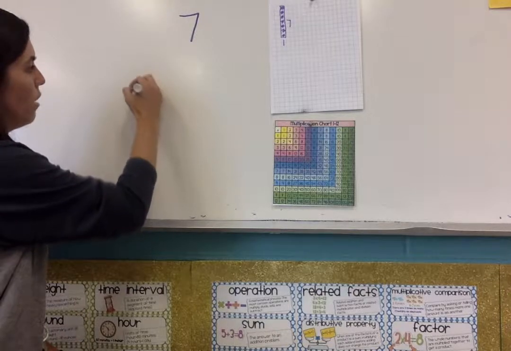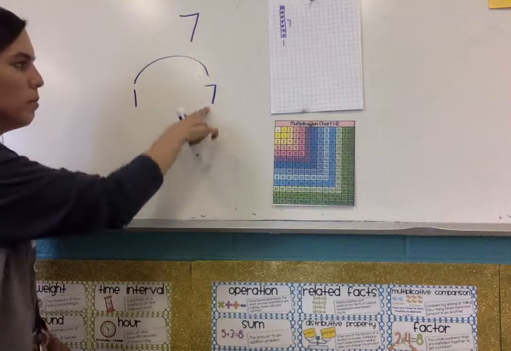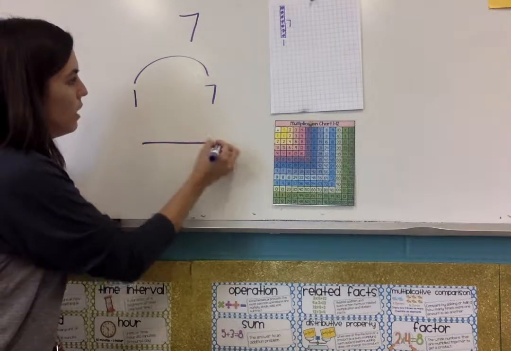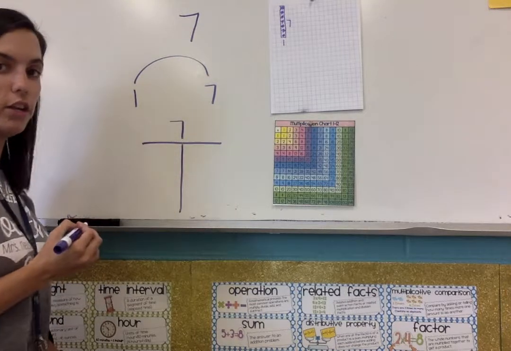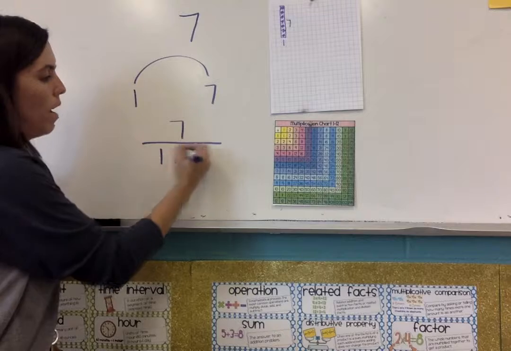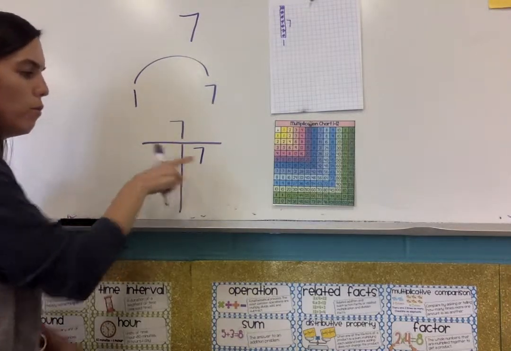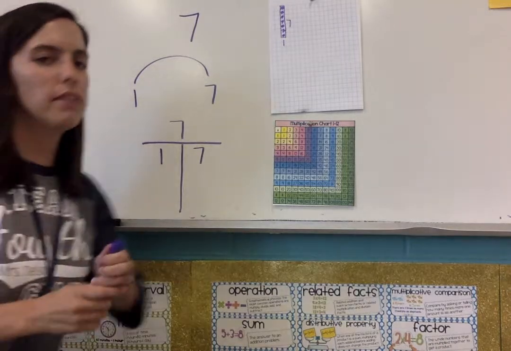I'm going to show that using my factor rainbow. 1 times 7 gives me 7. I can also show that by using a T-chart. If you like using a T-chart better, you can use this method. 1 times 7. These both show factors of 7. Okay, let me go back to my graph paper.